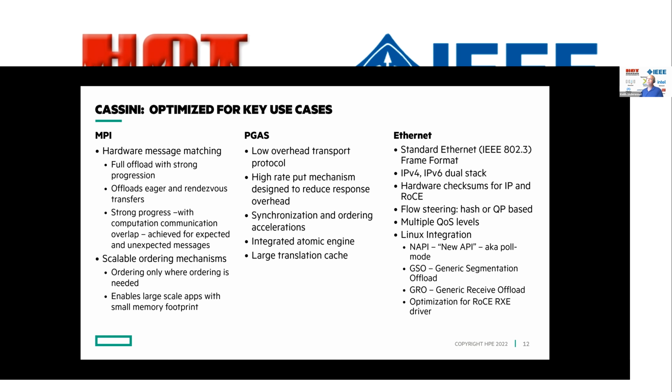We have hardware checksum offloads for IP and for RoCE. We include flow steering that's either based on a hash of the 5-tuple or on a hash of the Q pair. We have multiple QoS levels through the NIC, and we integrate with the newer Linux driver infrastructure, so the oneAPI infrastructure, the GSO segmentation offload, the generic receive offloads, all of those new features of the Linux kernel for an Ethernet NIC are things that we integrate with.